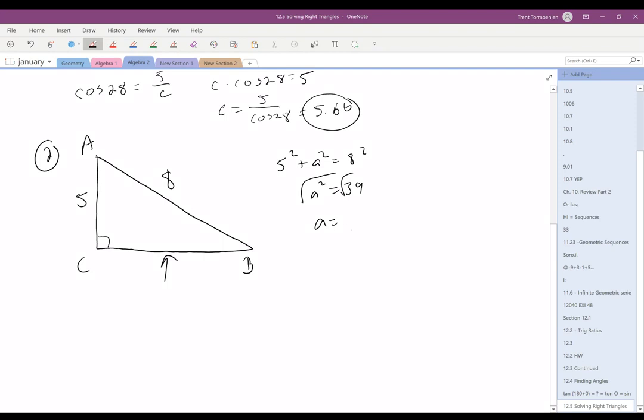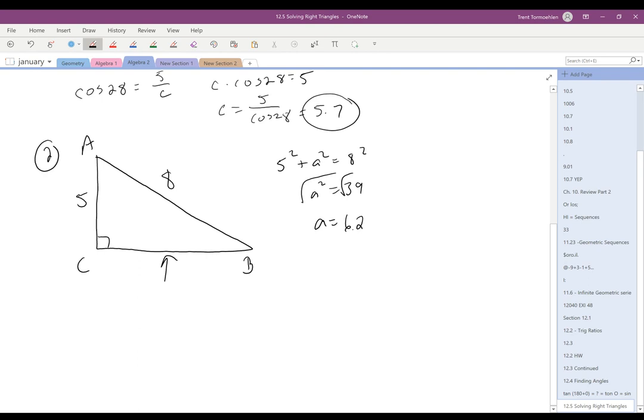And so 6.24 when you round. I think I said round to the nearest tenth, didn't I? So it would be 6.2. The one above would have been 5.7 when you rounded there.